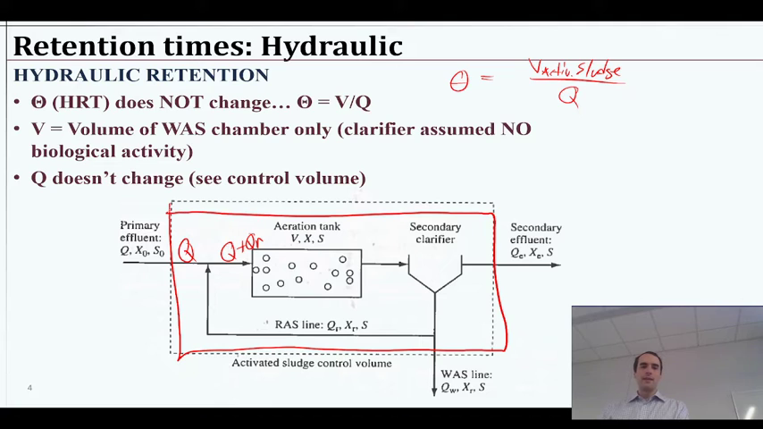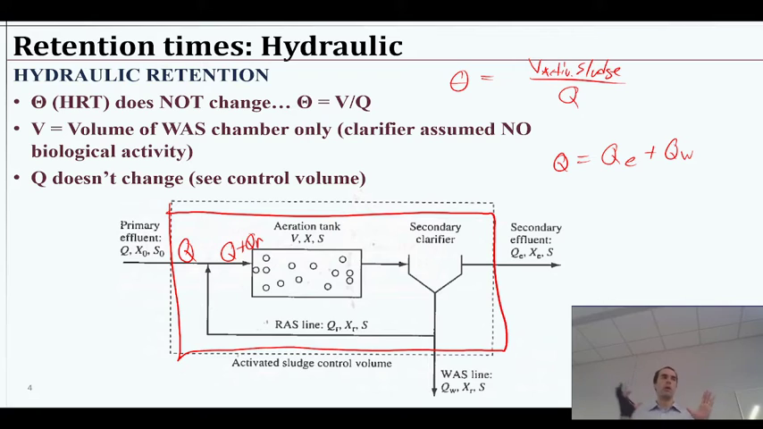So we can say that Q in equals Q out, what's coming in equals what's going out, which is Q in the effluent and Q in the waste line. So that remains constant regardless of how much we recycle, and the volume of our reactor remains constant. Ultimately, it doesn't matter how much we recycle. The total water flow through the system is going to be the same. That's Q.